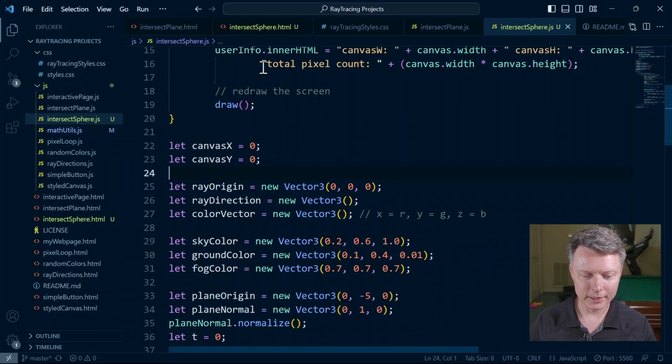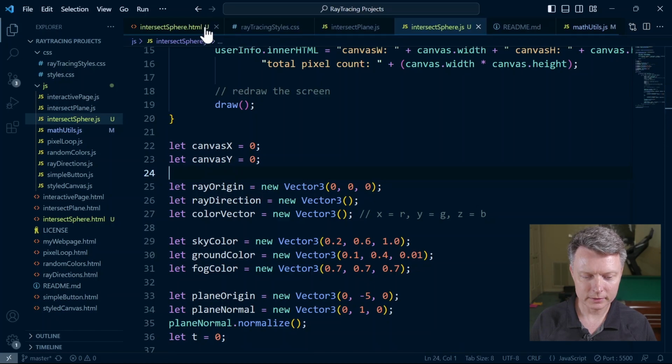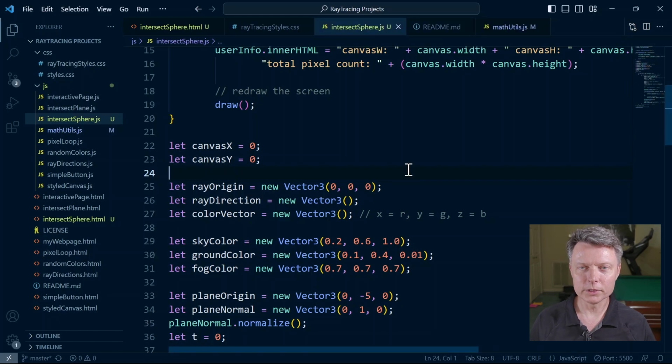Oh, and before we do that, let's click out of intersectPlane.html. So click X and click out of intersectPlane.js. So X that out as well. That's so we don't get confused and accidentally update the wrong file when we're trying to work with these two files here, because the code kind of looks similar since we copied and pasted everything.